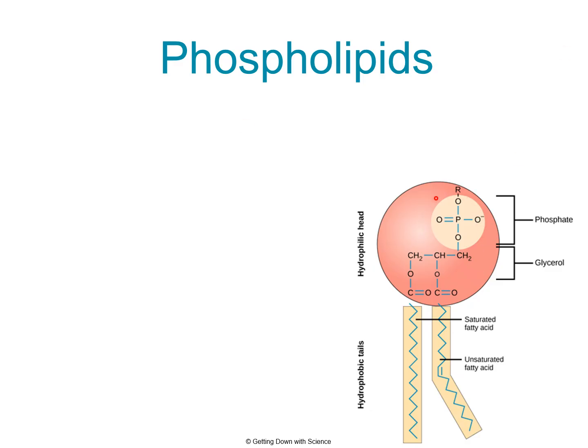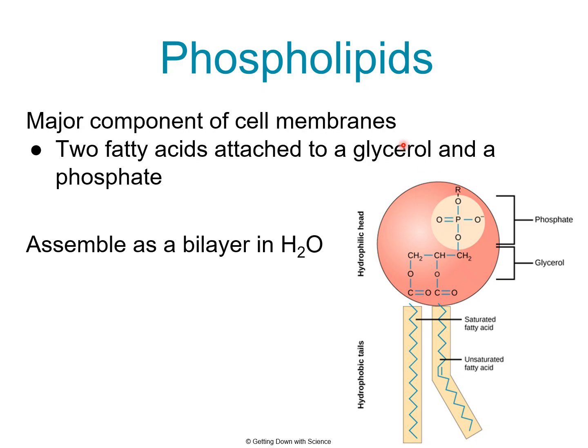a phosphate group. Whenever you think of the phospho part of it, we're talking about a phosphate group. And we know that a phosphate group is pretty much phosphorus bonded to four oxygens, in which phosphorus will form a double bond with one of the oxygens. So a phospholipid is made up of two fatty acids attached to a glycerol and a phosphate.